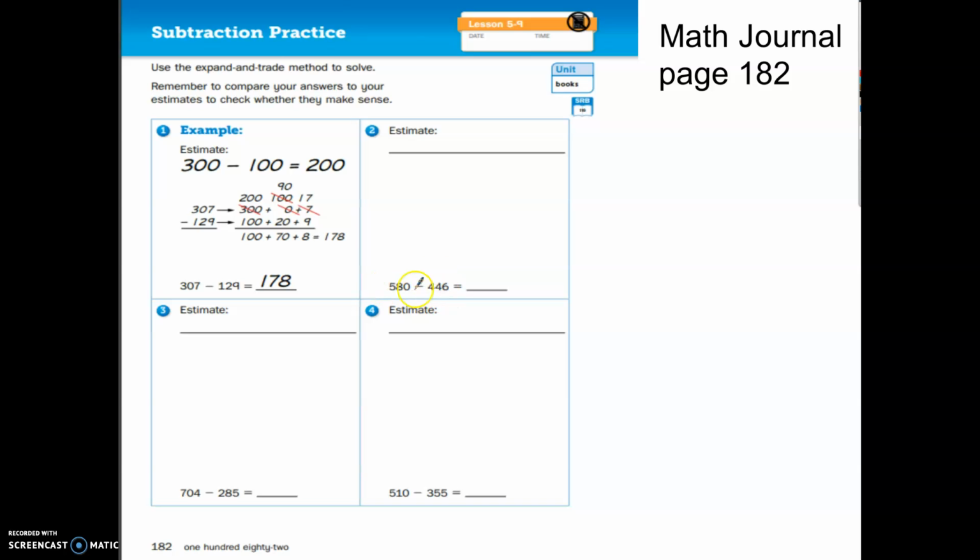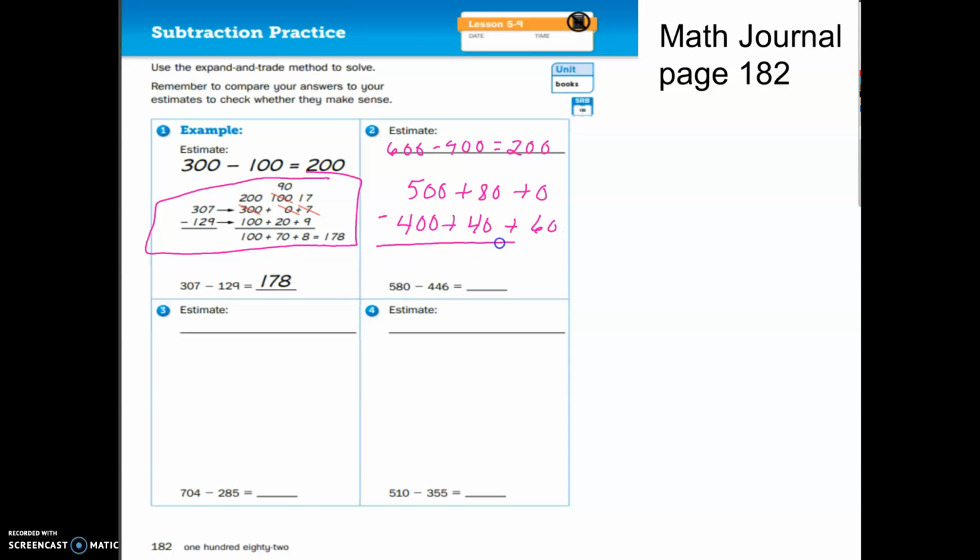So if I have 580 minus 446, first I'm going to estimate that to 600 minus 400, and I'm going to get 200. Then I'm going to use this strategy, expand and trade, to help solve it. So when I have to expand and trade, that's going to be 500 plus 80 plus 0, and then 446 is 400 plus 40 plus 6. And then I'm going to subtract.